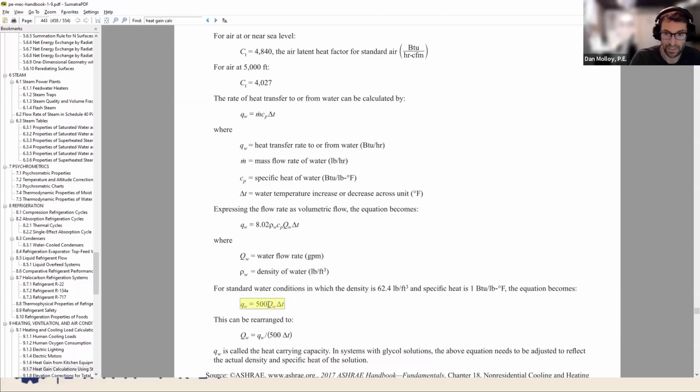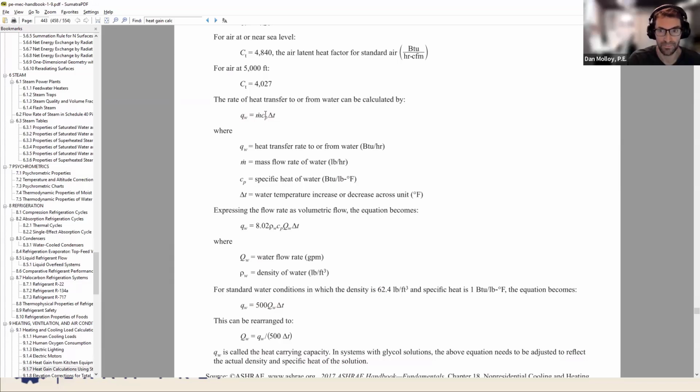If you have the volume flow rate in GPM and you have the delta T, then you're going to go straight to this. It would be silly to convert that volume flow rate to a mass flow rate. But if you like to do extra work, then you're welcome to. And also, if you're given a mass flow rate instead of a volume flow rate, maybe you prefer this equation. So you should know that both exist.